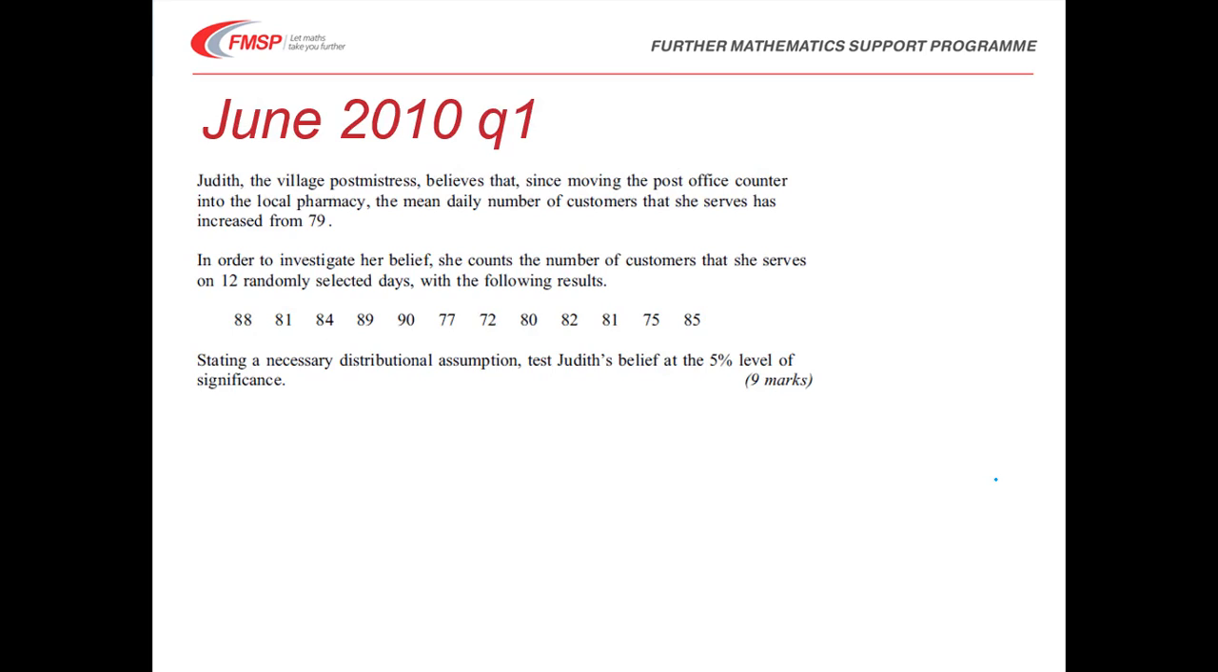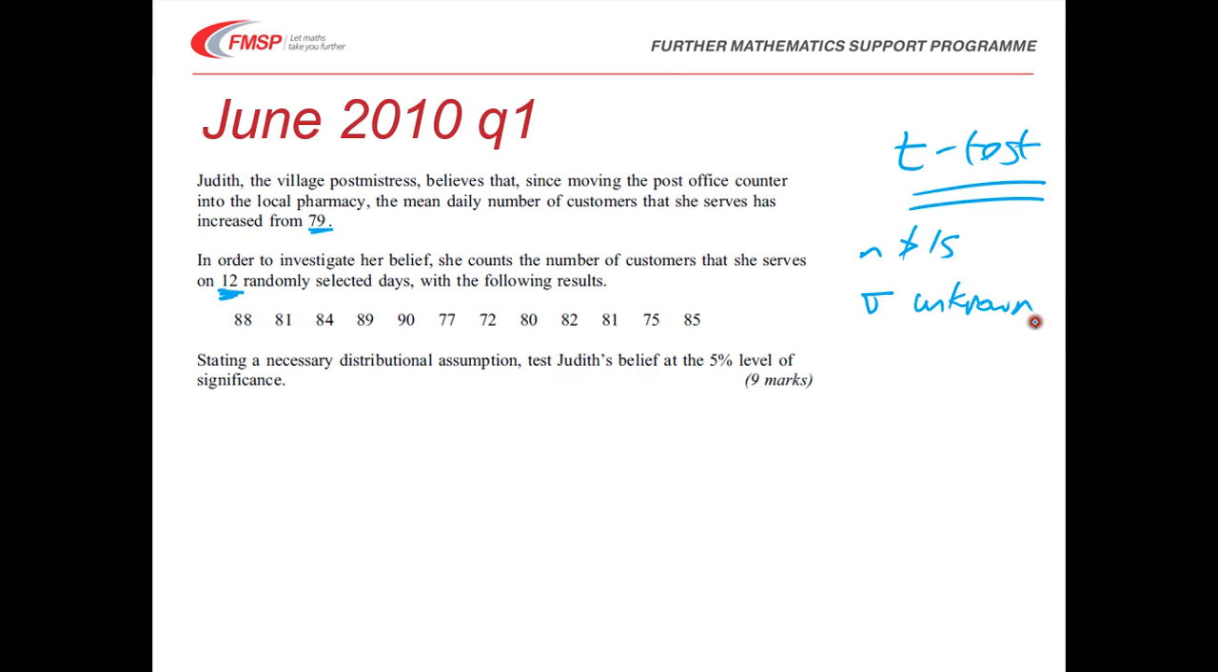Okay, so June 2010 question 1. This time we are given raw data, which is quite nice. Now notice there's only 12 pieces of data. That's not very many. Okay, just be very, very conscious of this. So in order to investigate, we only know about the mean being 79. We know nothing about the variance. So what we need to be doing here is a t-test. N is not greater than 15, sigma unknown.